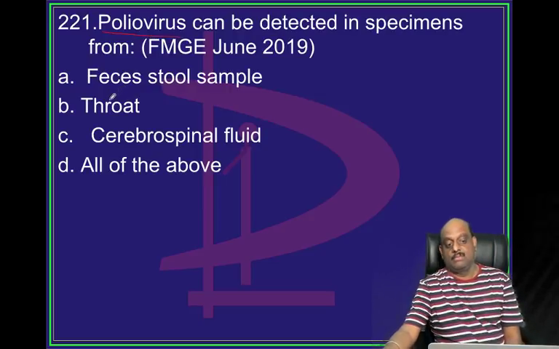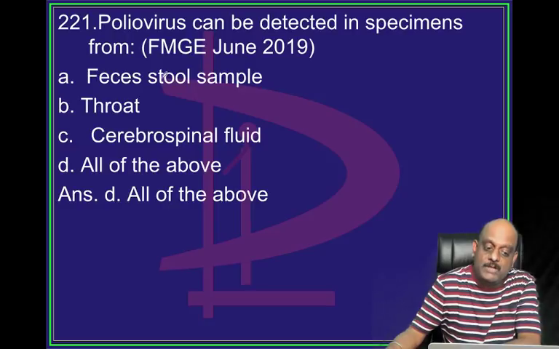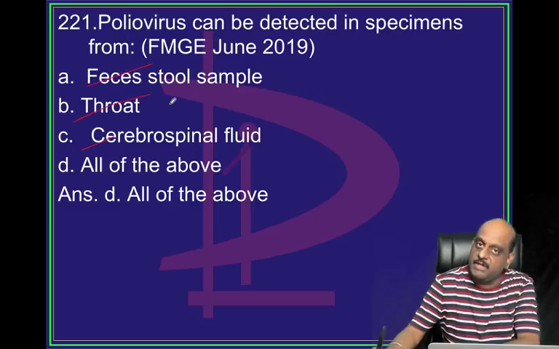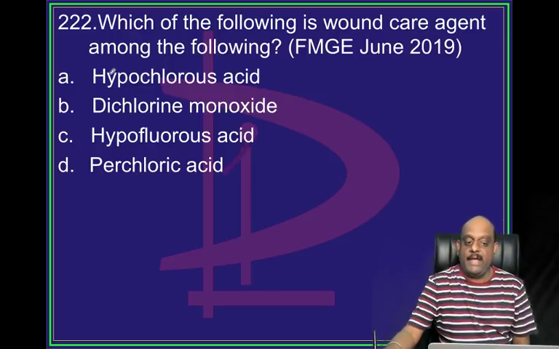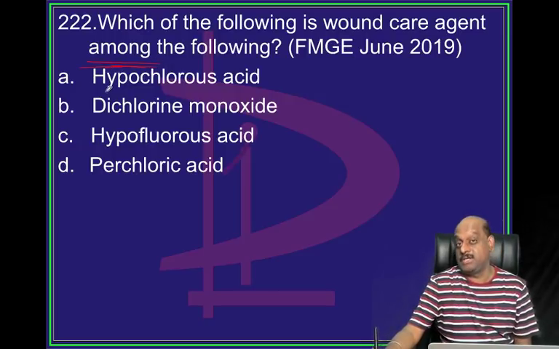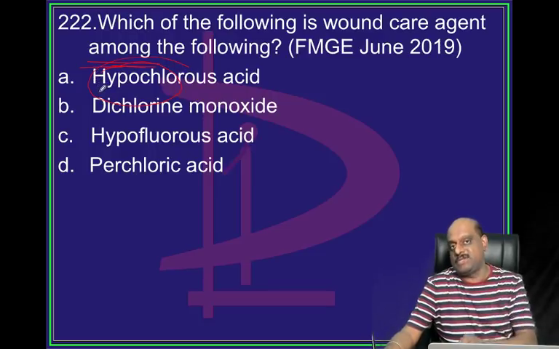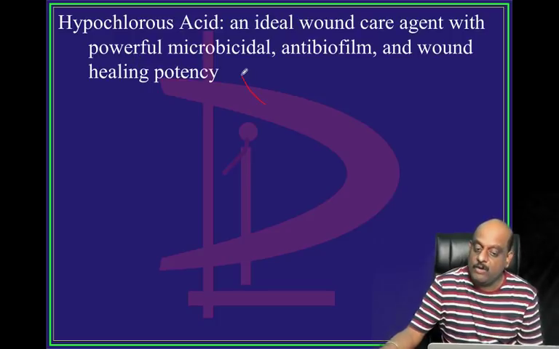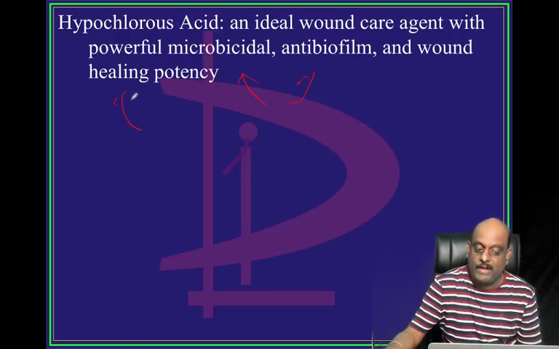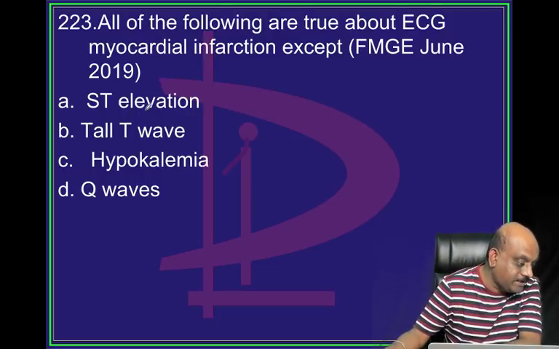Poliovirus, how do you detect them in the specimens? Which specimen? Feces, throat, CSF, anywhere you can detect. Which is the best wound care agent out of all this? Hypochlorous acid is the best wound care agent. It is microbicidal, antibiofilm, and wound healing potency is very high, is what you need to remember. That's right.